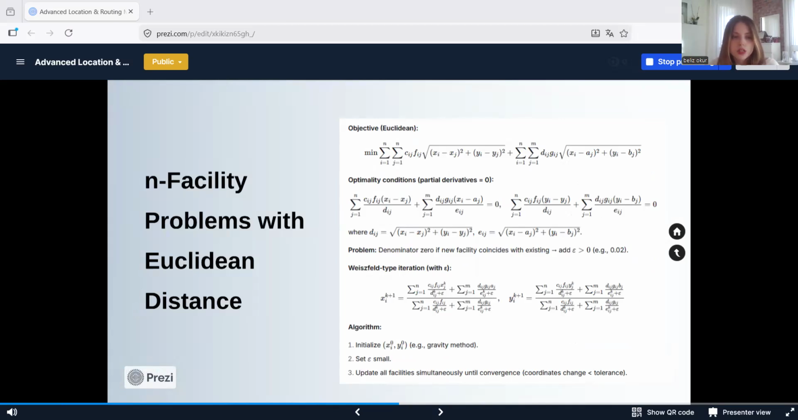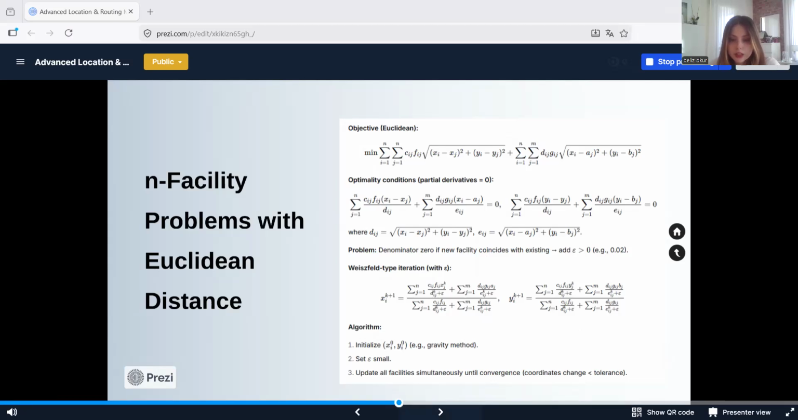In our formula, that means dividing by zero, which breaks the math rule. To fix this, we just add a tiny number called epsilon to the bottom of the fraction in here. This stops the error, and the computer can safely loop the math until it finds the perfect location.